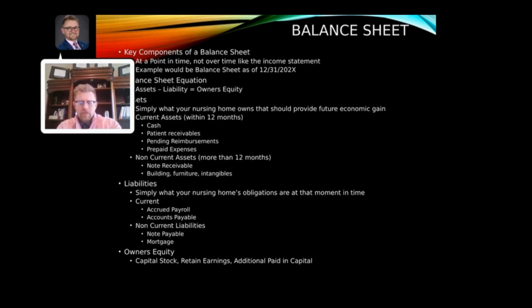Within the assets will be divided into current and non-current. Some assets you think that you're going to have some type of economic gain in the near future, within 12 months. That's a current asset. Some assets are non-current. There should be an economic gain in the future, but it's more than 12 months.